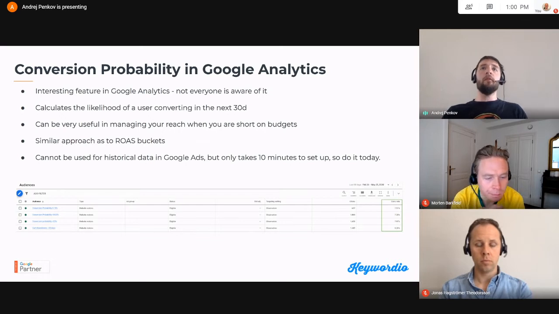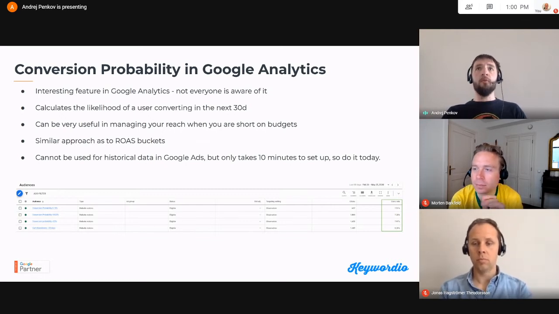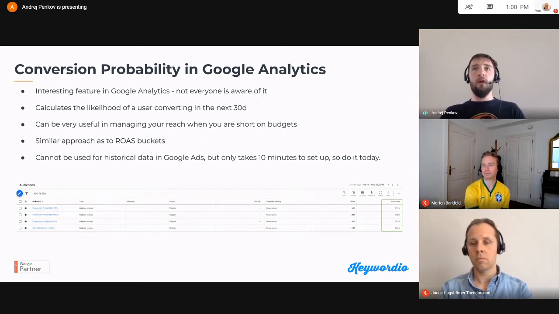So if there's one thing that you can do today without technical implementations and going crazy with data analysis, it is going into your Google Analytics, setting these things up, and linking them back into your Google Ads. Again, if you're a little bit confused on where that lives and how to do that, feel free to reach back to us, and we will help you out with that.